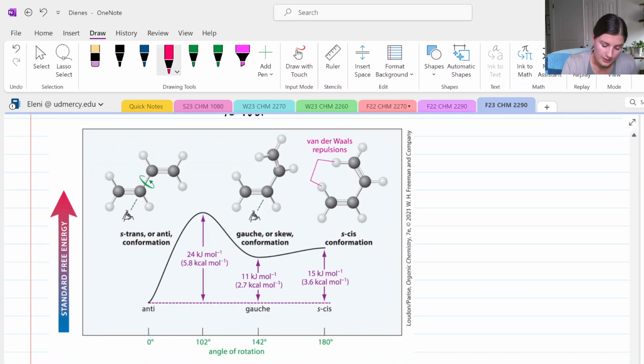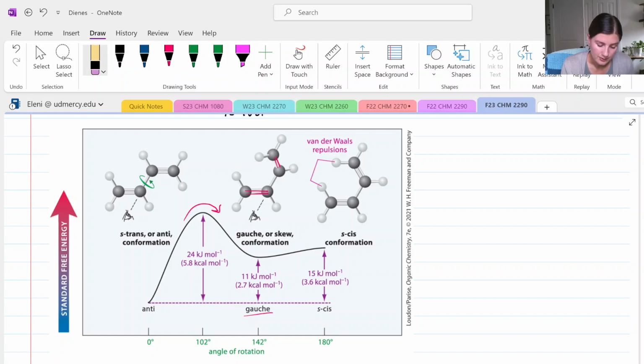Then we have the gauche conformation. This is where we have maybe one of the double bonds in the plane of the paper, and then one is kind of coming towards you in the way that this image is shown here. So that's a little bit higher energy than the anti-conformation. And it requires a lot of energy to rotate, so here's where the rotation occurs, to get to the gauche conformation.